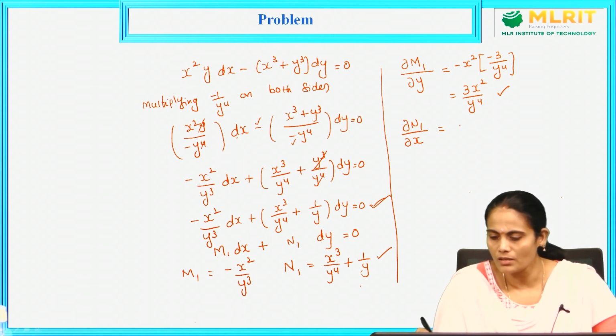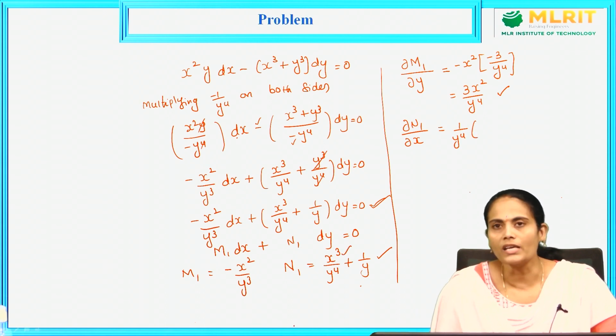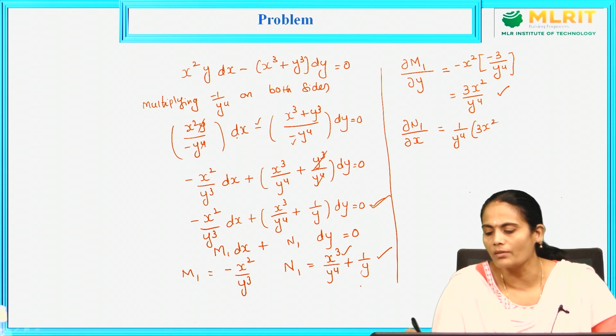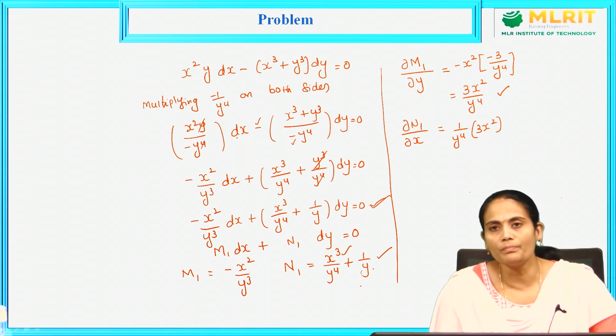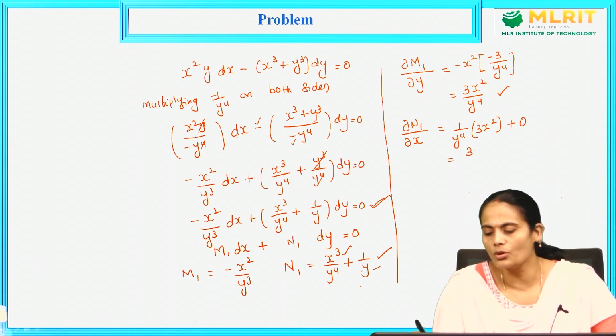In this, 1 by y power 4 is a constant. The derivative of x cube is 3x square. And next we have plus 1 by y, which is a constant term. The derivative of a constant term is 0. So this is going to be 3x square by y power 4.